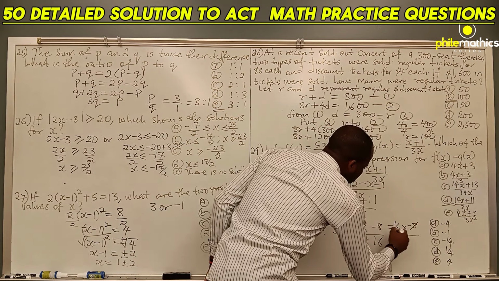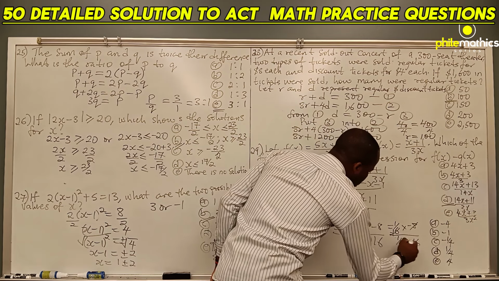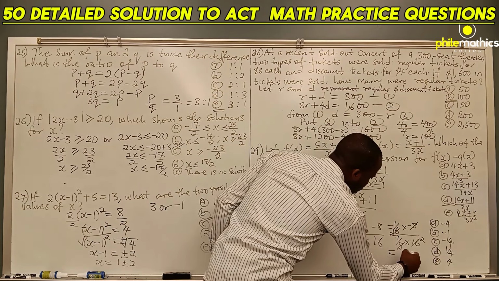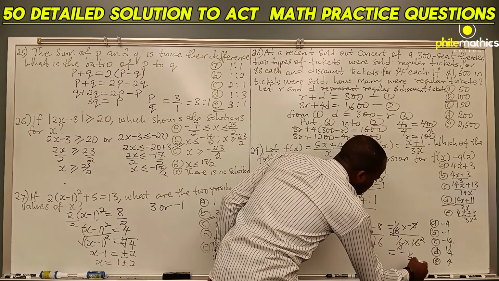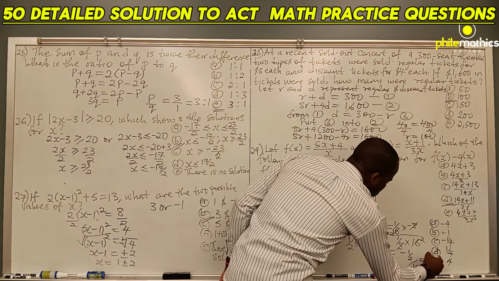8 can cancel 16 two times. So we are left with minus 1 over 2 over 1 over 2, which at the end is minus 1.